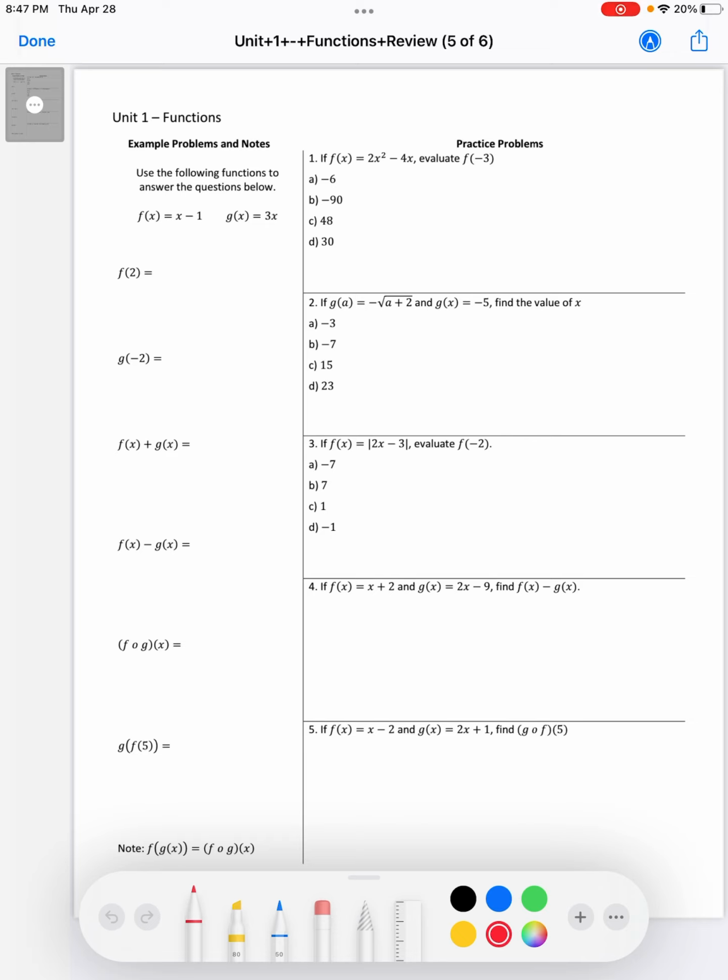So how all of these review videos or review sheets go is I'm going to go through some example problems and notes with you, which is on the left column. Then you have to do the practice problems. I want you to actually do them on your own. I will put answer keys on Canvas the day after they're due, because I want you to try them first. You can check them, but try them first. I'm just going to go over the example problems and notes, and then you're going to do the other ones, okay?